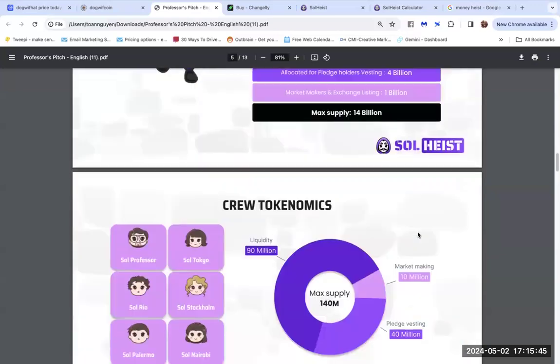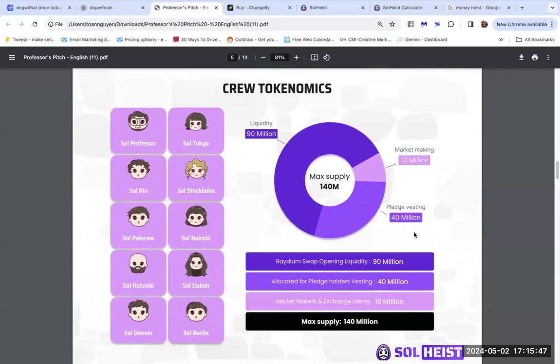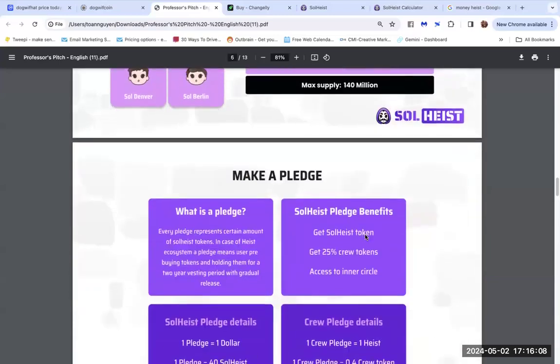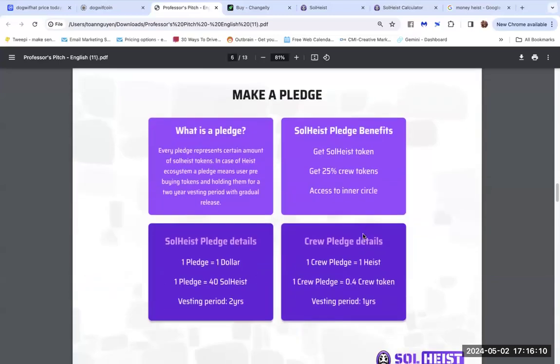This 4 billion. Now, the second tokenomics that, again, I'll lightly touch on is these cool 10 what they call crew tokens. Each of these crew tokens has a max supply of 140 million. Because of the sake of time, you can always go back to solheist.org and look at this, for those of you that are into the technicals. But again, we're going to spend a lot of time on Solheist. So let's get right to it.